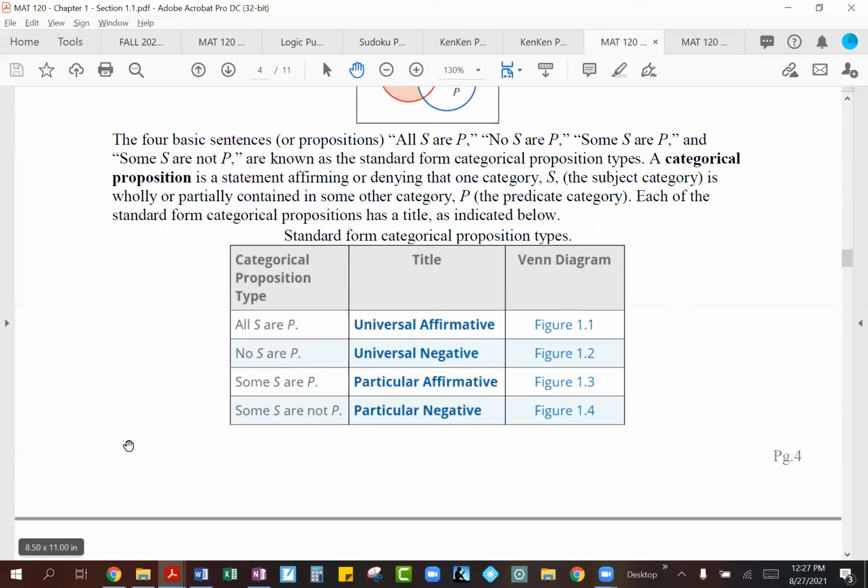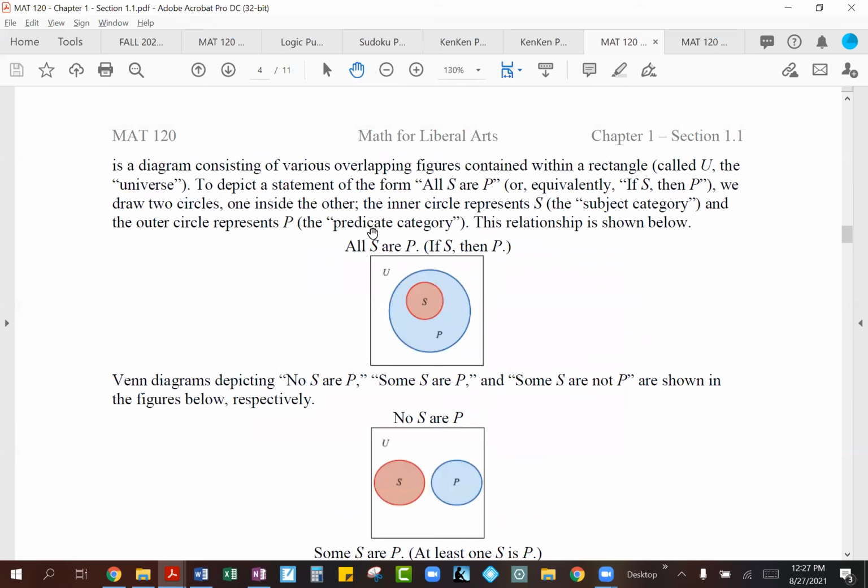All S are P, no S are P, some S are P, and some S are not P. So this is just the general form, and you can see each one of these has a unique way of being represented when we write these, using Venn diagrams. So when you're talking about all S are P, we are saying all men are mortal. So that bigger circle in a way is representing everything that's mortal, right?